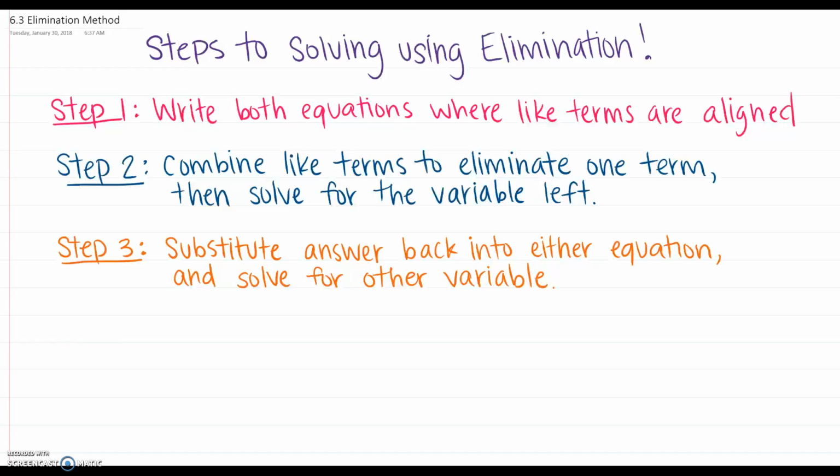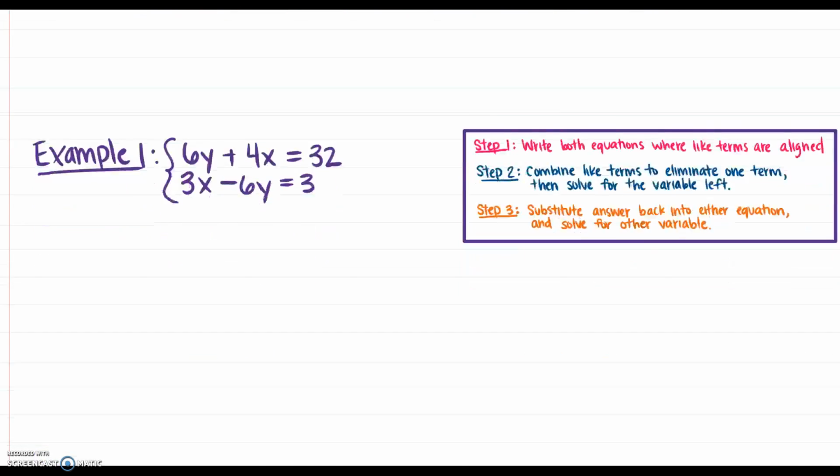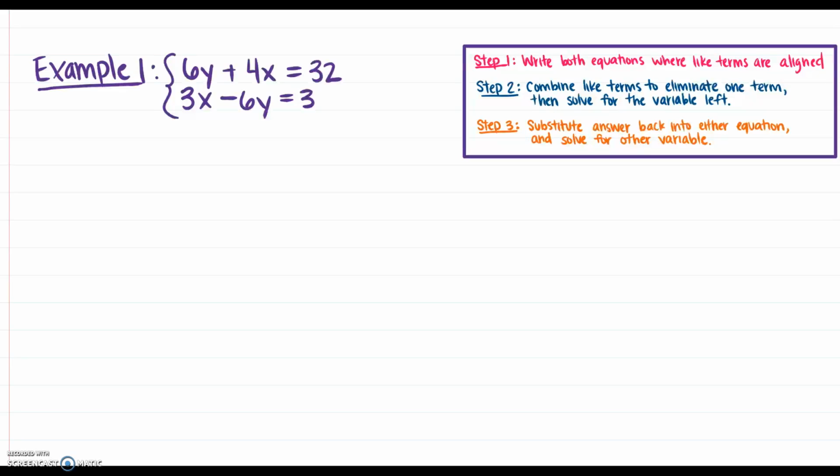Step 3, you're going to substitute your answer back into either equation and solve for the other variable, just like we did with substitution. So let's dive right in and look at example 1. So example 1, we have 6y plus 4x equals 32, and 3x minus 6y equals 3.